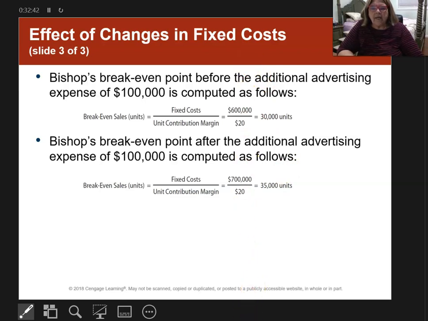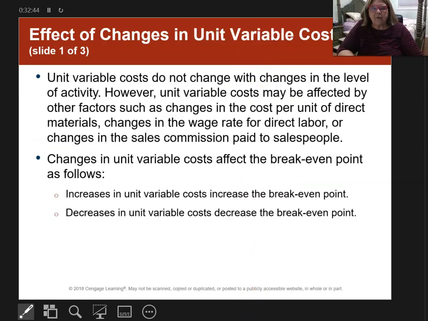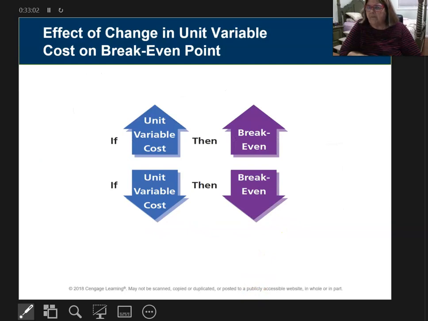And the next thing we'll look at is variable cost. We're going to look at the effect of the change in unit variable cost. So here are the two things you need to know. Increases in variable costs increase the break-even point. Decreases in variable costs decrease the break-even point. So here it is right here. If variable costs go up, then break-even goes up. So this is just like my fixed costs, if you remember that.